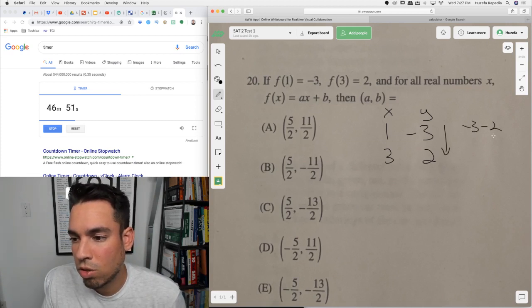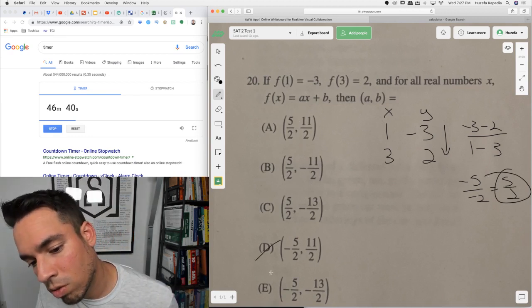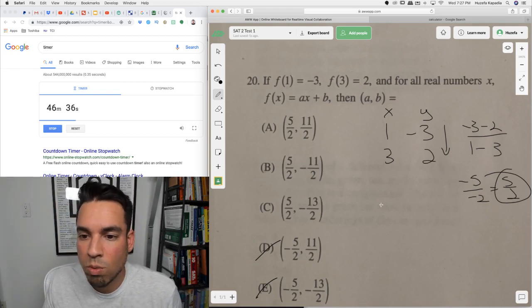So I'll subtract down, right? Negative 3 minus 2, the difference of the y's over the difference of the x's. So that's negative 5 over negative 2, a.k.a. 5 over 2. So we know that the slope a is 5 over 2. So d and e are out. And then this is b, which is the y-intercept.